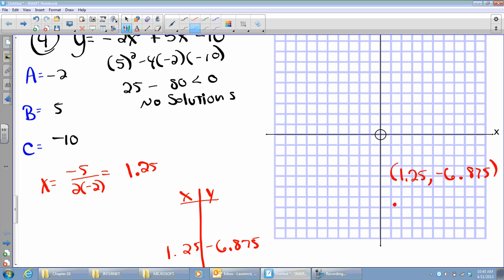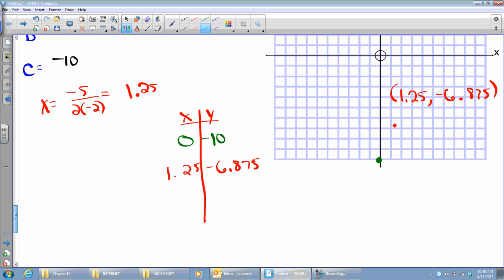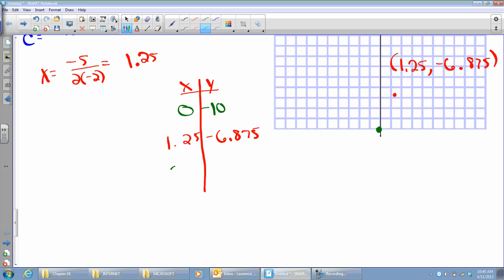So now I can use my t-table and go looking for the other points. I think I'm going to put 0 in, and 0 is going to get me out negative 10. And then 1.25, and 1.25 is 2.5, isn't it? And so at 2.5, I'll get negative 10. So 2.5, negative 10. And then my parabola is ready to go.